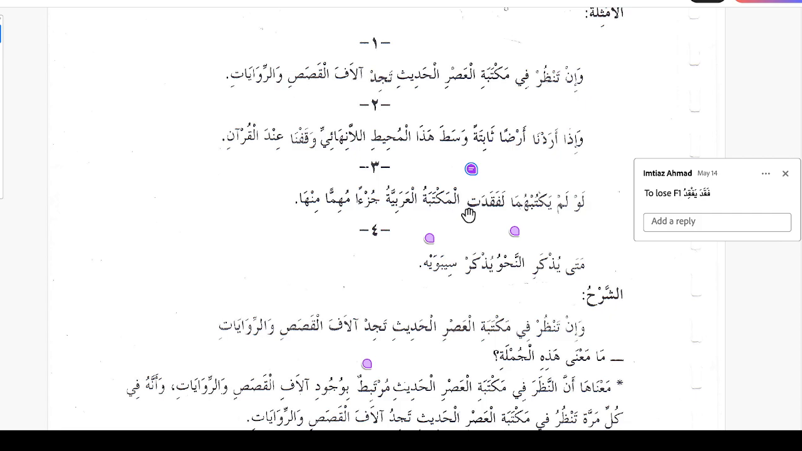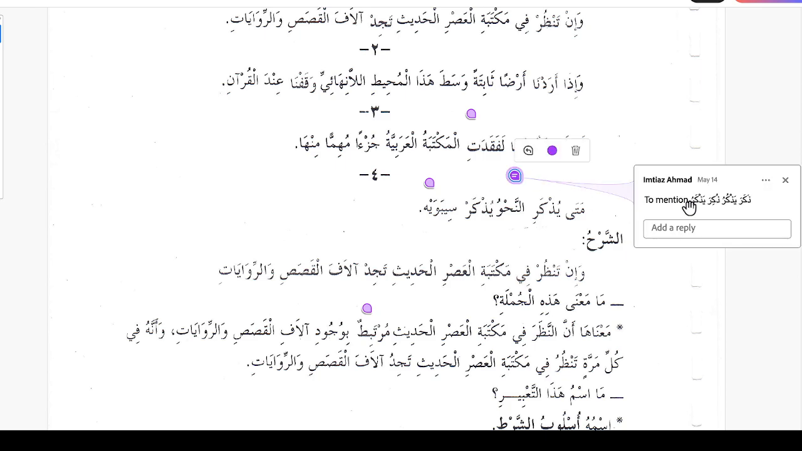So if he did not write huma, those two books we're gonna study in the lesson, then the Arab library would have lost juz'an muhimman minha, an important part of it. So this conditional sentence is starting from law.